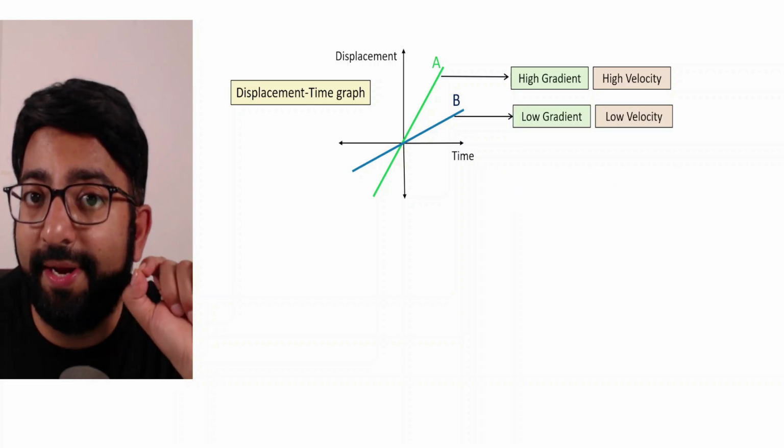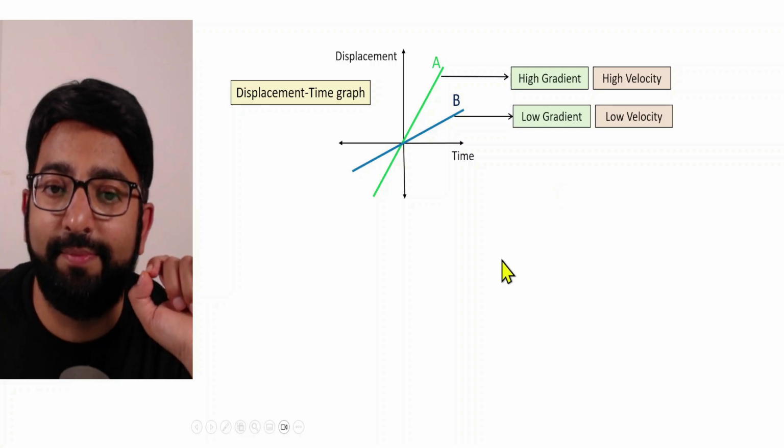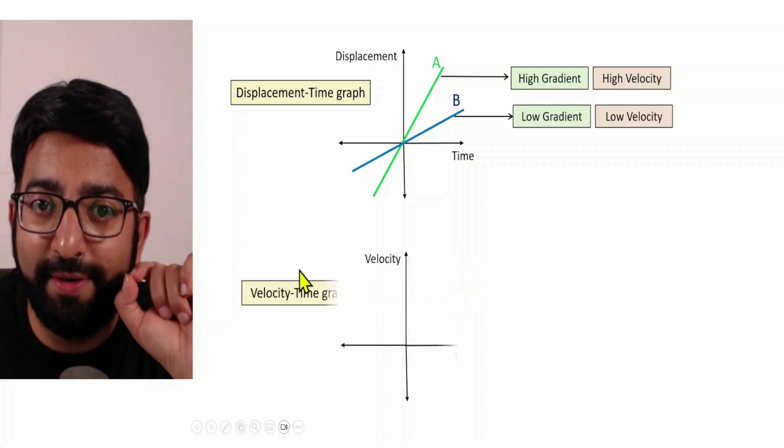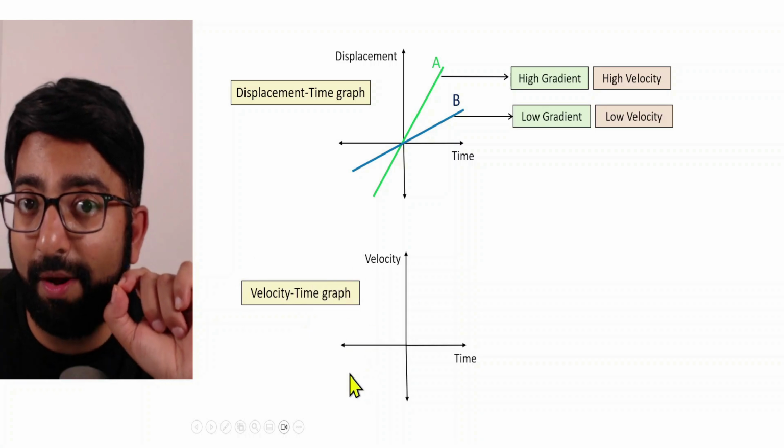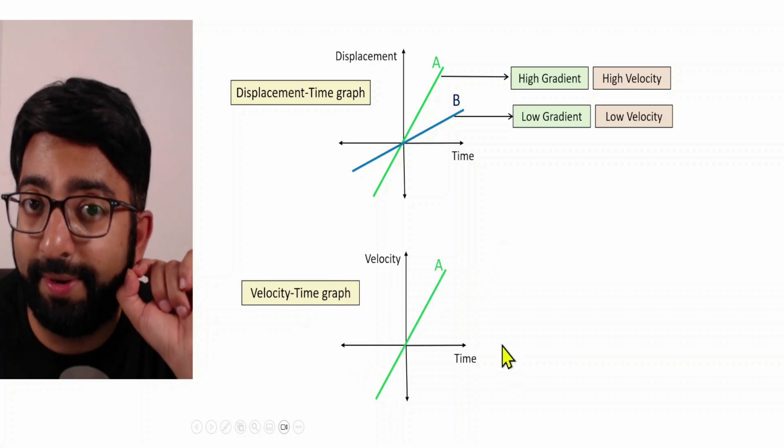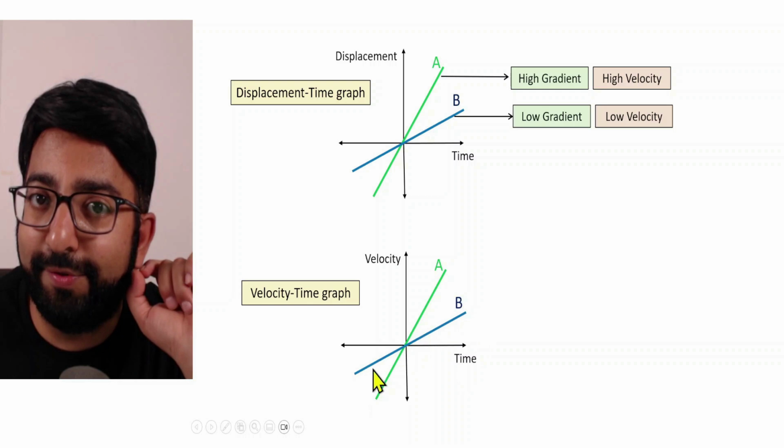And this is how we read graphs in the exam questions. Similarly, let's say in an exam situation, we are given a velocity time graph. So let's say the graph looks like this for particle A, and for particle B, the graphs look like this.